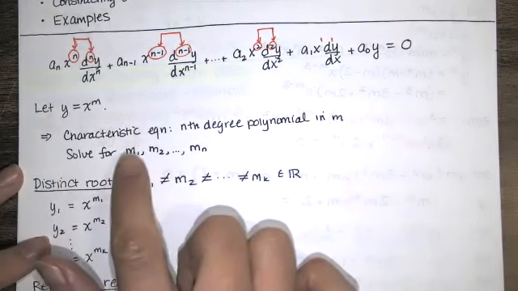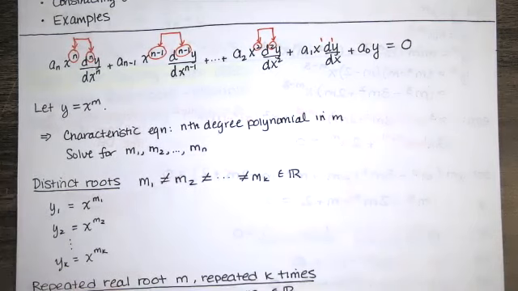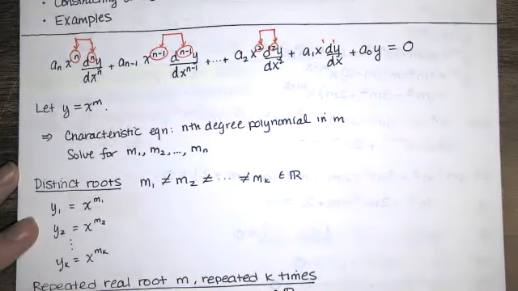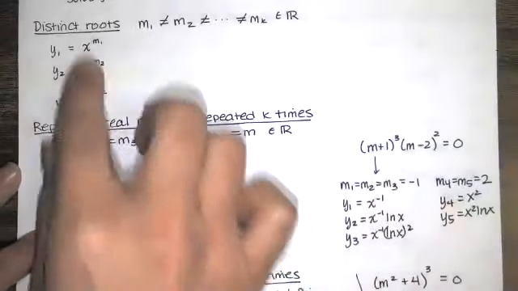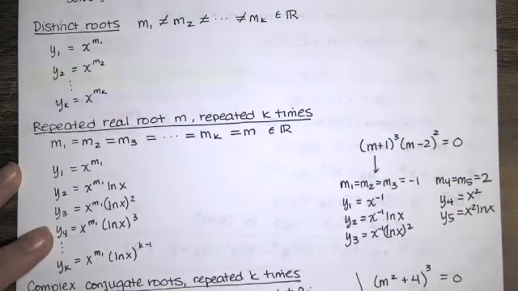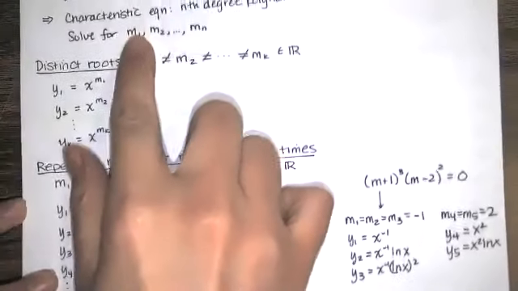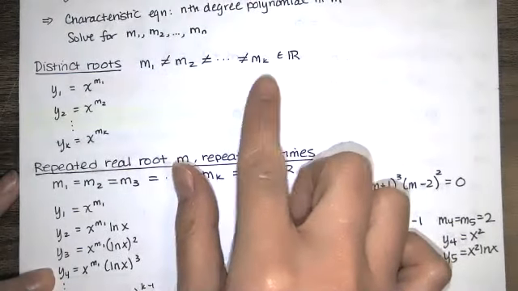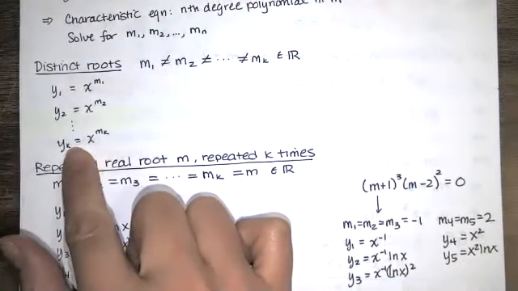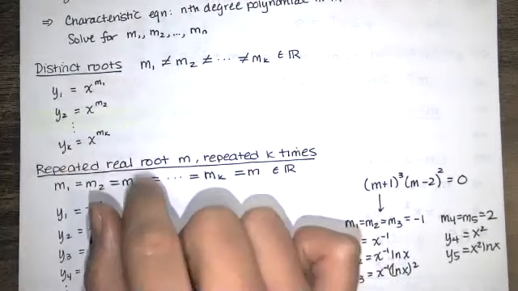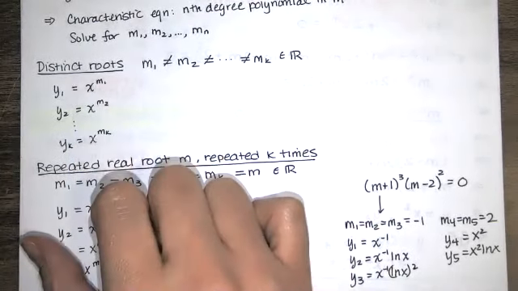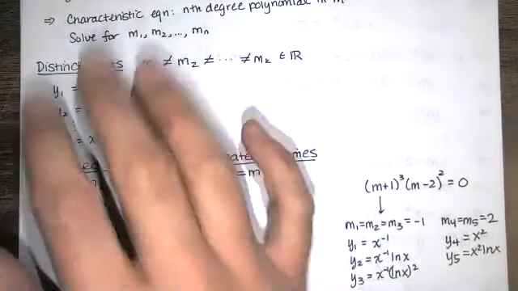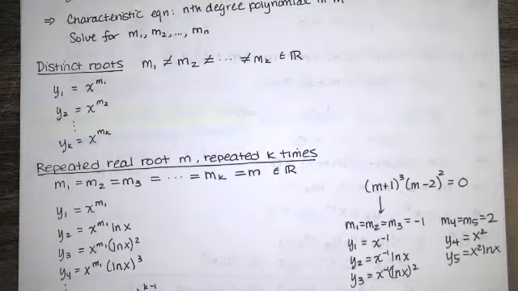So we're going to be looking for solutions m sub 1, m sub 2, all the way through m sub n, and those are the solutions to that characteristic equation. Now, if you have distinct roots on this list, they're real numbers and they're different from each other, then you have k different solutions if you have k of those. So x to the m1 is the first solution, x to the m2 is the next one, x to the m sub k is the next one after that, and those are all distinct real roots.